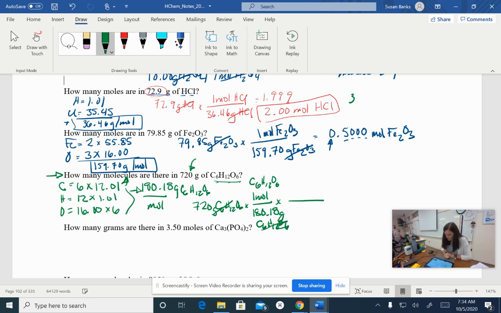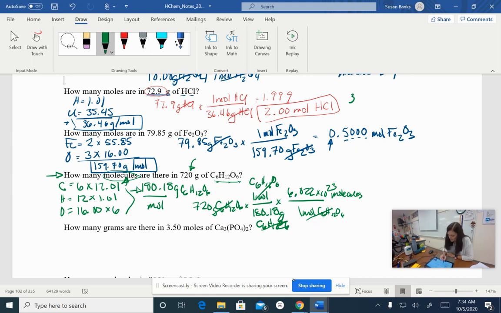I now have moles of glucose, but I don't want moles, I want molecules. So to get from moles to molecules, I have to use Avogadro's number. So moles are on the top here. So on the next step, I want moles to be on the bottom. So 1 mole of glucose will give me 6.022 times 10 to the 23 molecules of glucose. So my moles of glucose cancel, and I'm now into molecules, which is what I want.